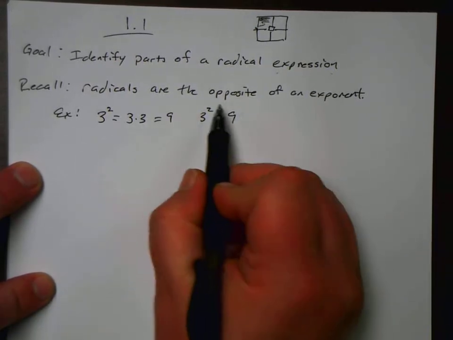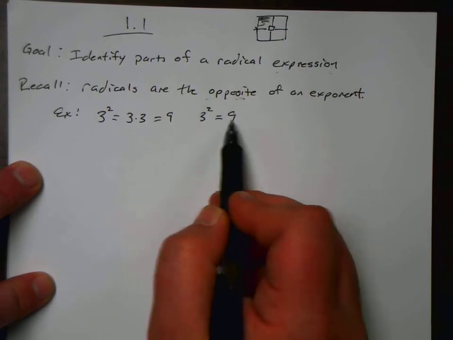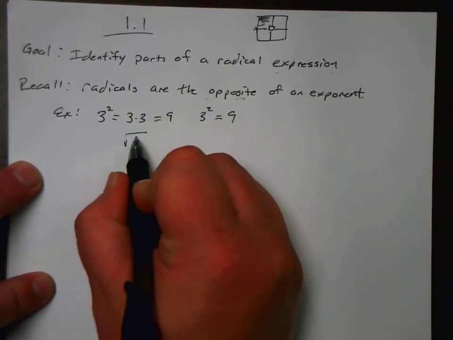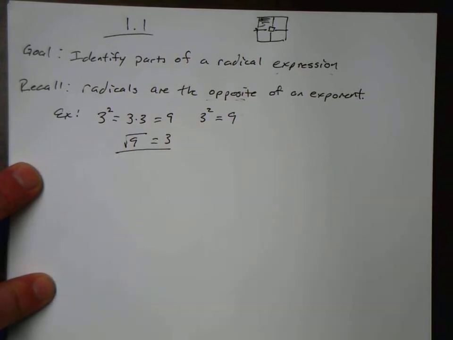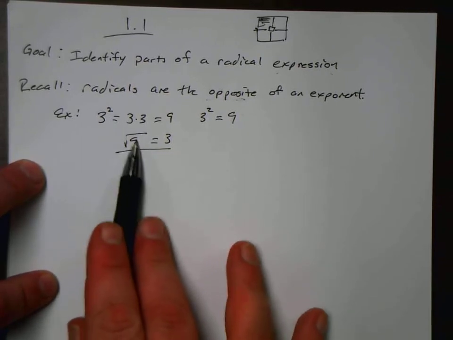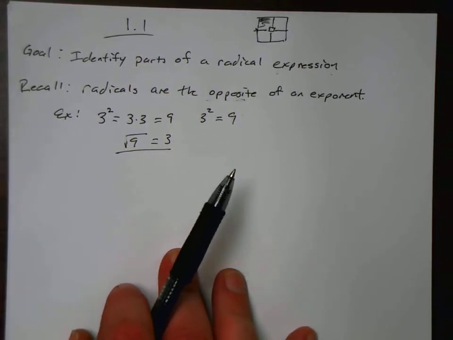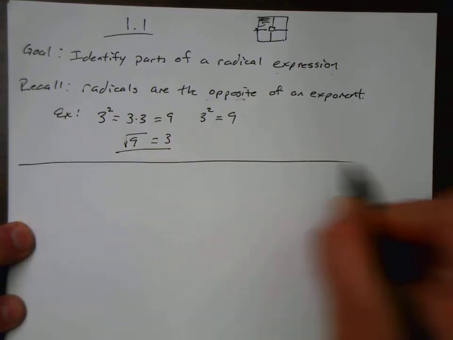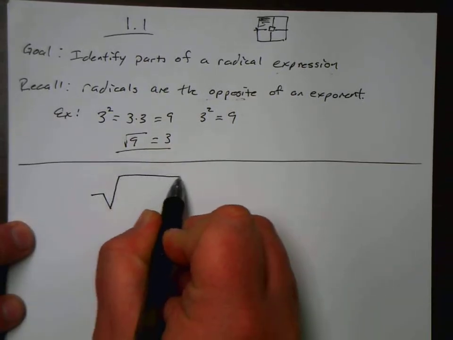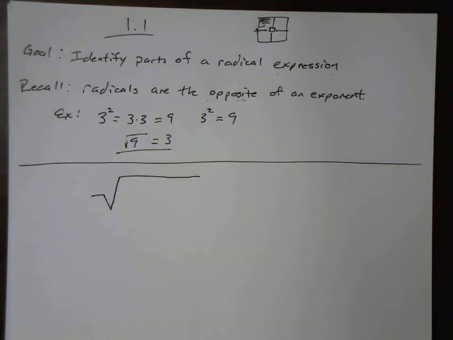Well, the opposite, so we can go big. Well, how do I go from 9 down to 3? Well, the square root of 9 is 3. So that's what a radical is. Usually takes a bigger number and makes it much, much smaller. All right, so we have the radical symbol. Here's the radical symbol. And the radical symbol has 2 main parts. All right, our goal is to identify the parts of a radical expression. Well, here's a radical, and it's an expression because there's no equation sign.